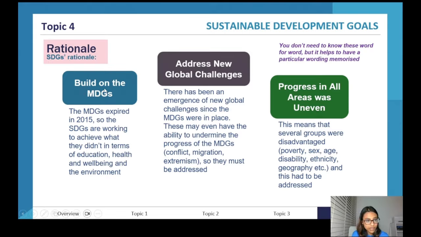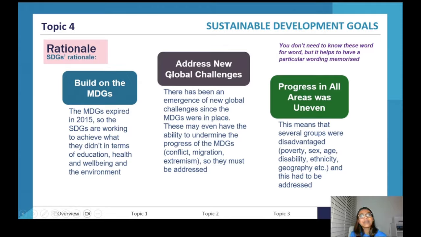So we've got building on the MDGs, the Millennium Development Goals. I think that's what they stand for. The Millennium Development Goals expired in 2015, so we needed new ones. The SDGs are the next generation of development goals and the progress that we're working towards. So it's replacing the old ones because they expired, and then we've got new ones.